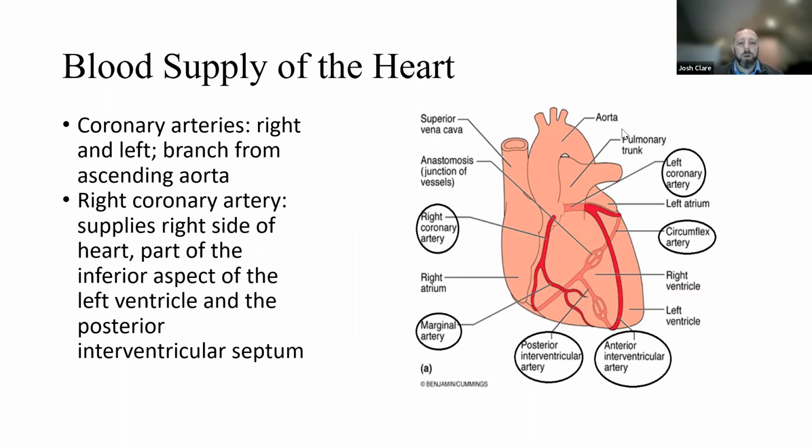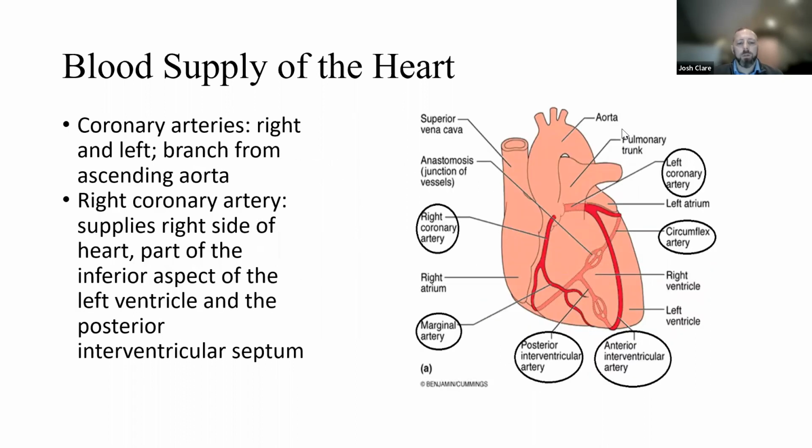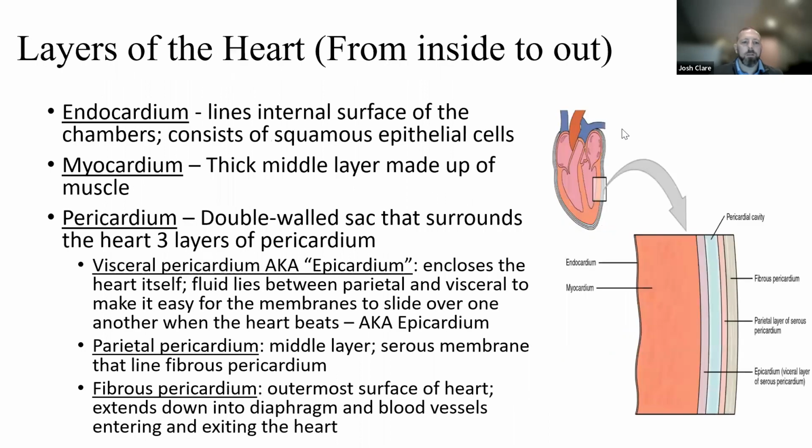So we also have the right coronary artery, which supplies the right side of the heart, part of the inferior aspect of the left ventricle, and the interventricular septum. The great thing about our coronary arteries is that it's really important that they have collateral circulation. That means there are alternate pathways for blood to travel. So if we have a blood clot or a thrombus formation in one artery, some of this collateral circulation can counteract that, can balance it. It's a good safety mechanism.